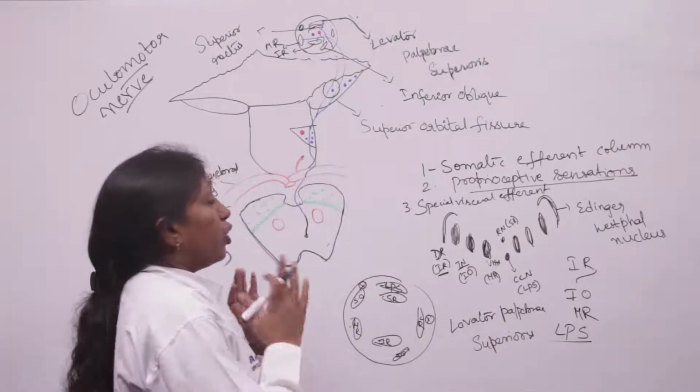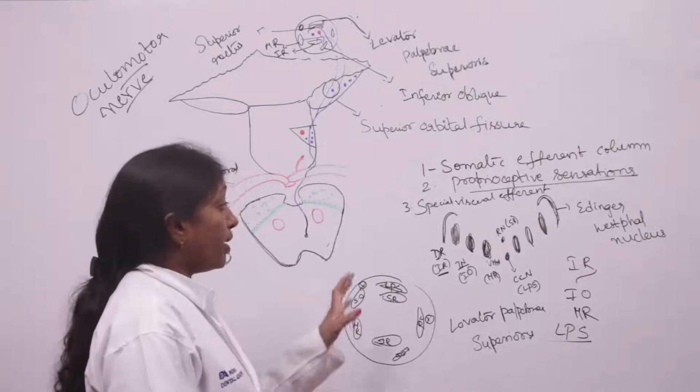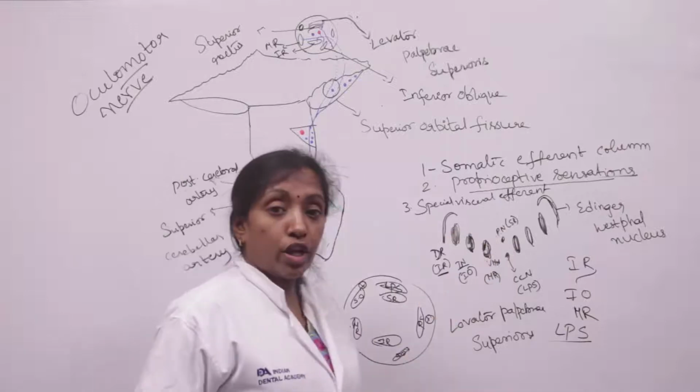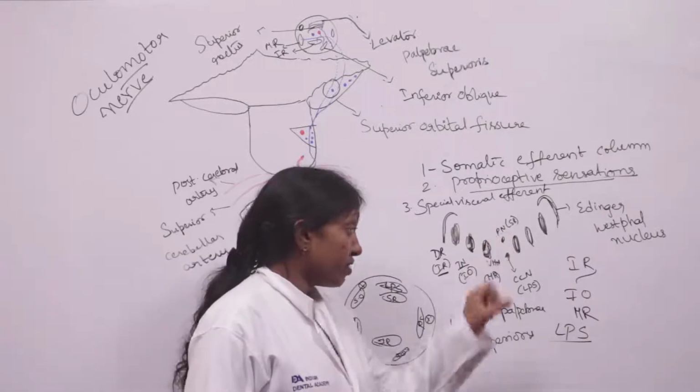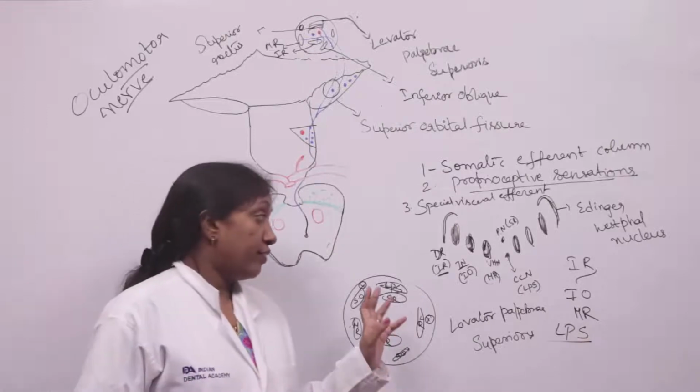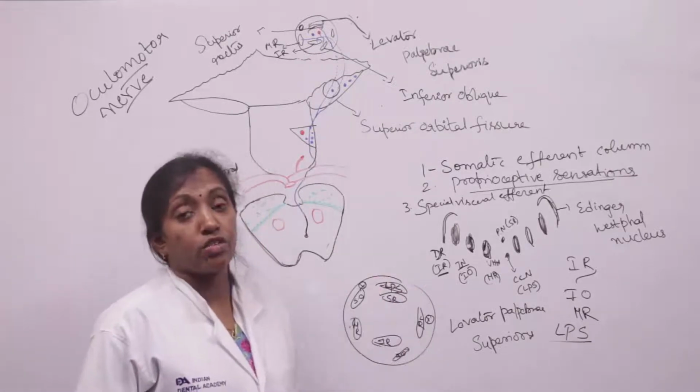So the motor nucleus complex consists of how many nuclei? 1, 2, 3, 4, 5. The motor nucleus complex consists of 5 nuclei. One is the dorsolateral nucleus, which supplies the inferior rectus. The next one is the intermediate nucleus, which supplies the inferior oblique.